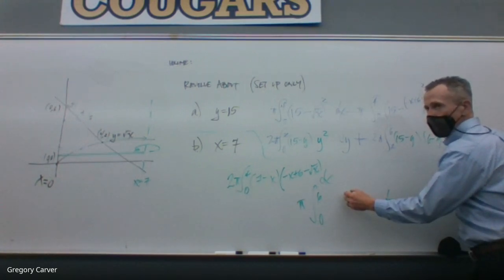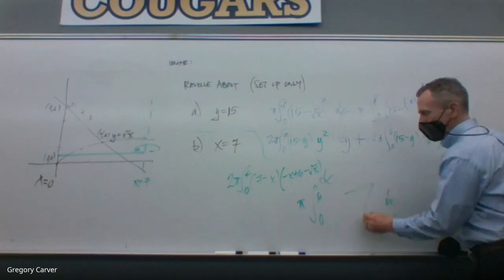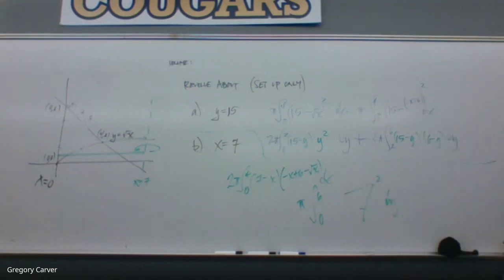Outer. Yep. Oh, 7. Good. I don't know why I made that space so huge. 7 from 0 to 6. Square root dy, you're good. All right. Now here we go.